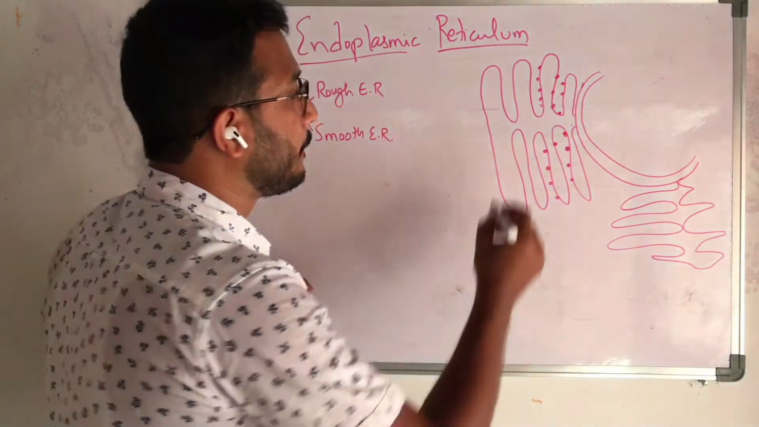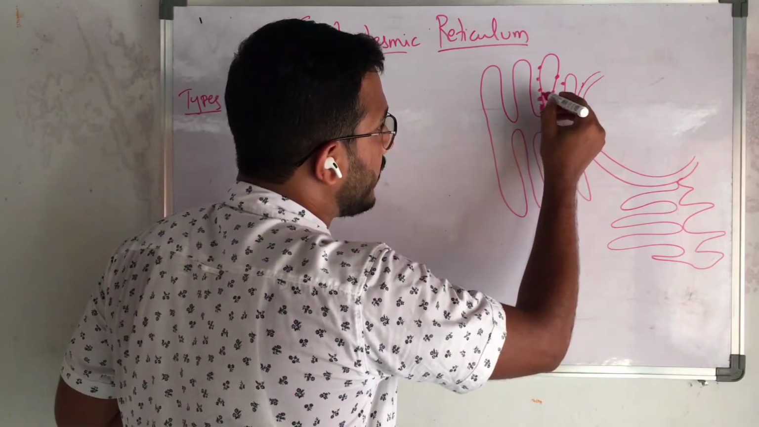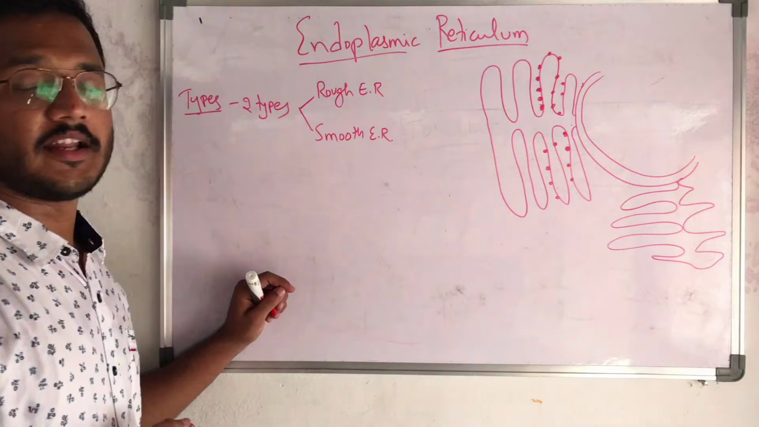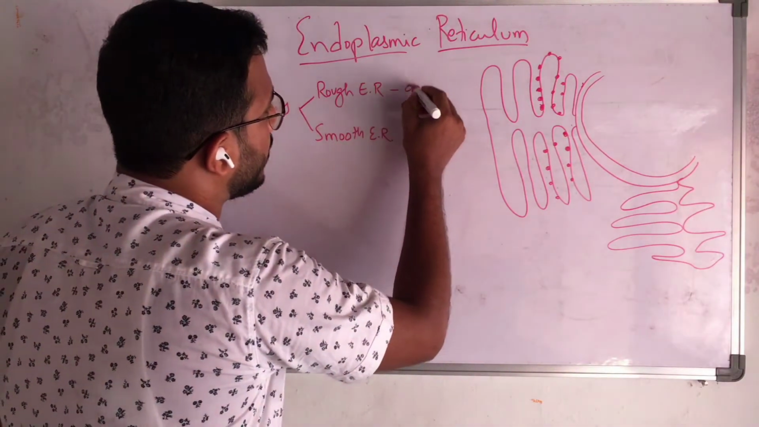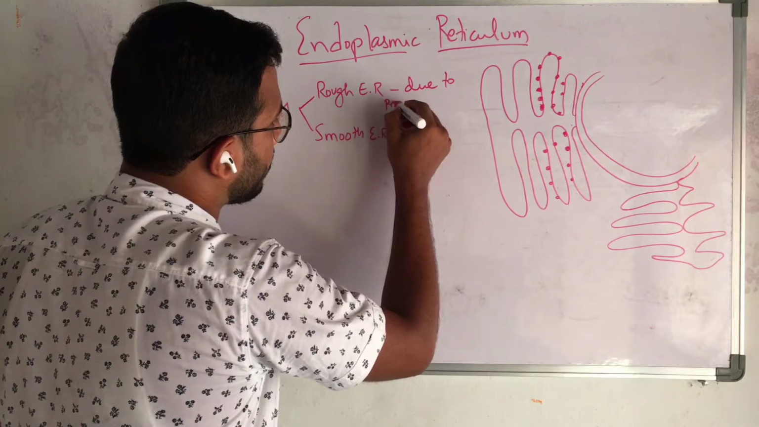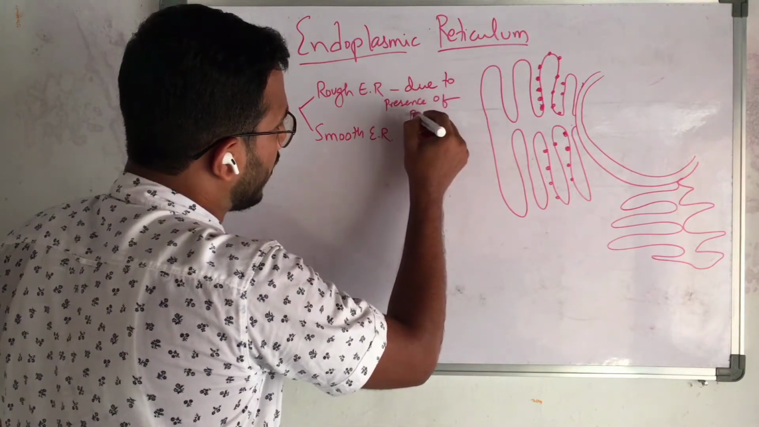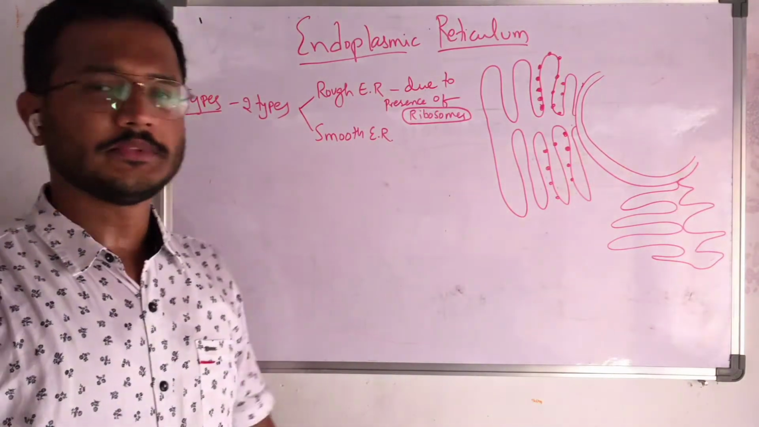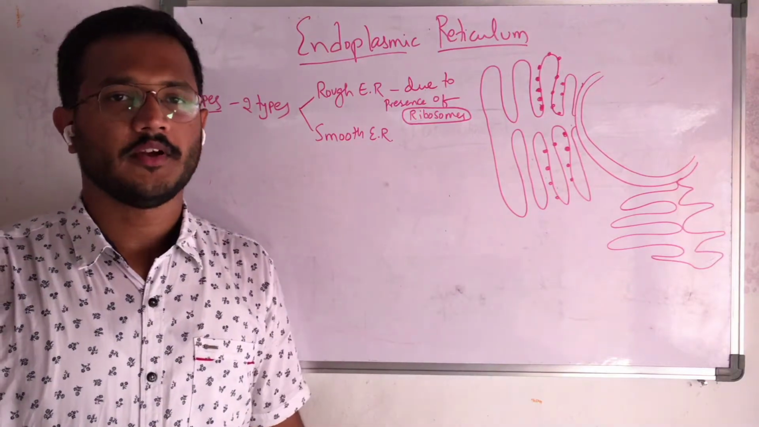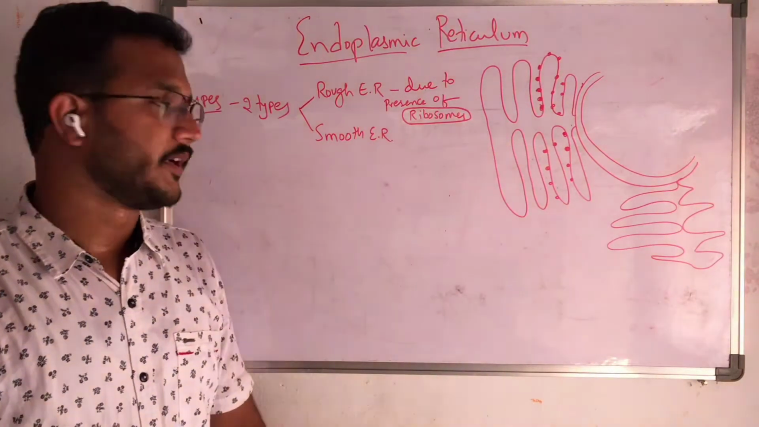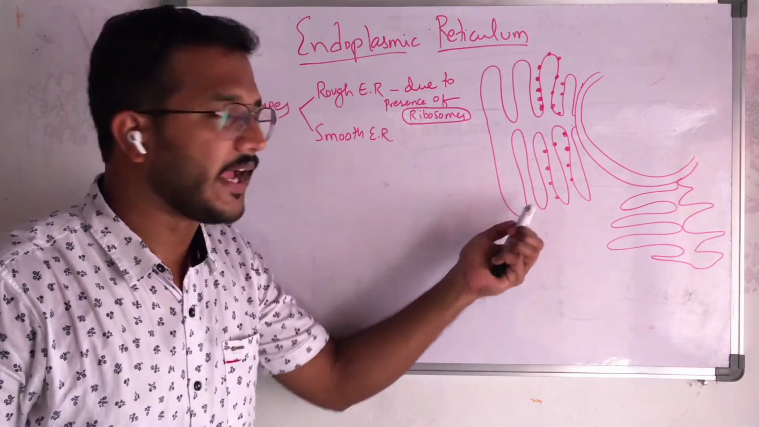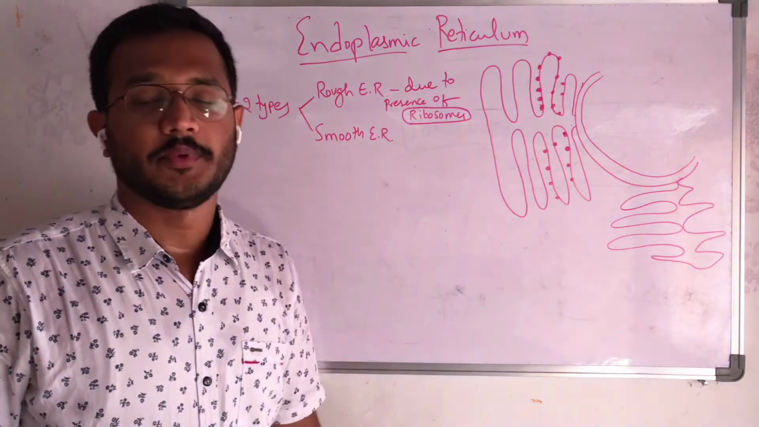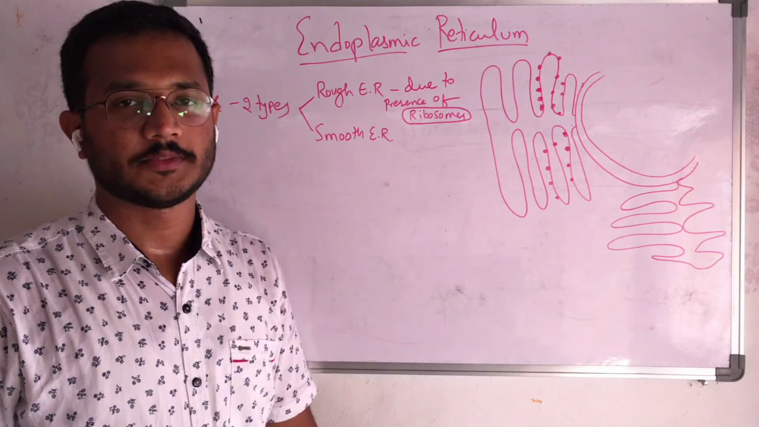Okay, so due to the presence of these structures, under the microscope they appear as rough structures. So they are called rough endoplasmic reticulum because of the presence of ribosomes. Nothing else, very simple. And in smooth endoplasmic reticulum, there are tubular structures which do not have ribosomes. This is the one important difference between rough and smooth endoplasmic reticulum.